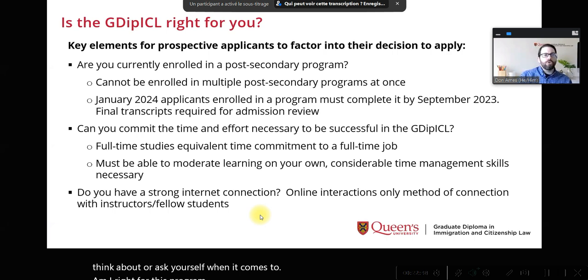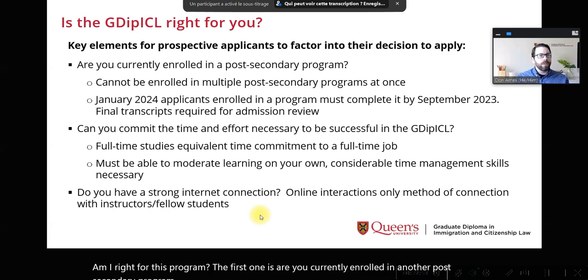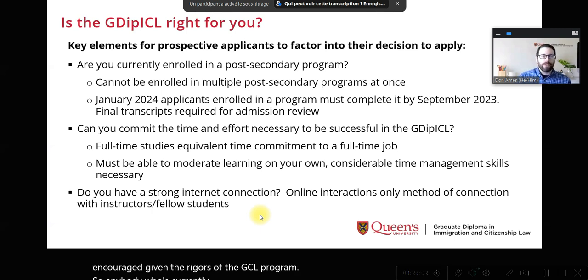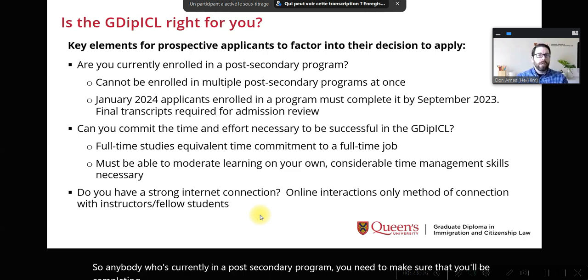The first one is, are you currently enrolled in another post-secondary program? You can't be enrolled in multiple programs at once. It would never be encouraged given the rigors of the GDIP ICL program. So anybody who's currently in a post-secondary program, you need to make sure that you'll be completing it by September. We have a mandatory document requirement.